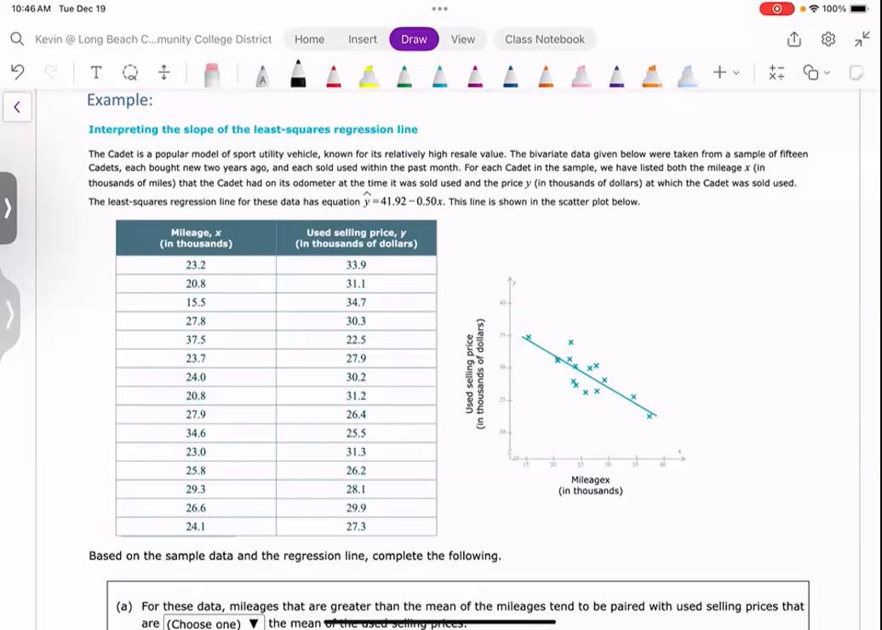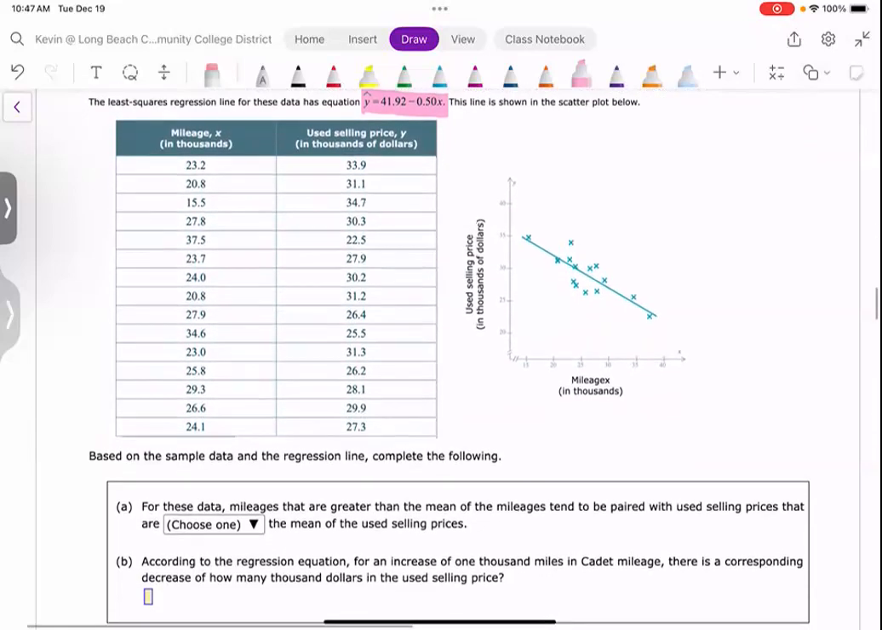Now, they give us our least squares or linear regression equation. And we can see the line. Can you see that the slope is negative there? And we can see that the slope here is negative 0.5. And we have this data. And what we are going to be using in this case is that linear regression equation. I'm going to rewrite it down here.